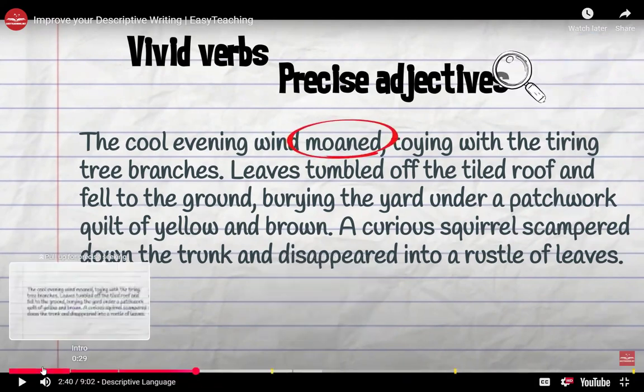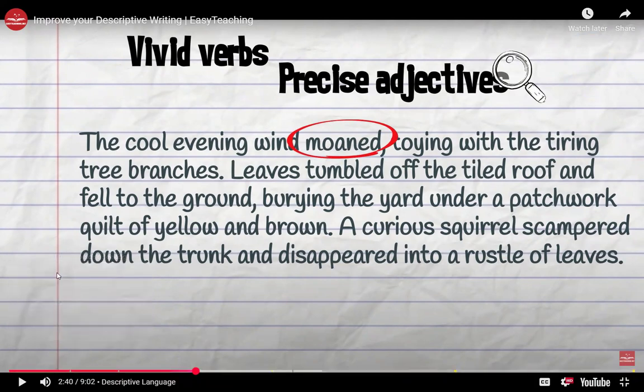We've talked about some already. Moaned is one of them. Again, thinking about verbs. So verb is the action piece. What other actions or active verbs do you see in here? Including the ones that we've already talked about. Tumbled. Tumbled, that's a great one. Scampered. Scampered is absolutely a verb. What else? Disappeared would be a verb.